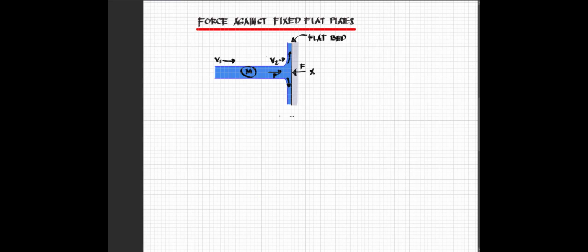So let's go to the force against fixed flat plates. Consider a jet as shown in the figure. Usually this comes from a nozzle. If I draw a nozzle here, we have this spray of a jet of water on the fixed flat plate, which is held normal to the path of the jet.